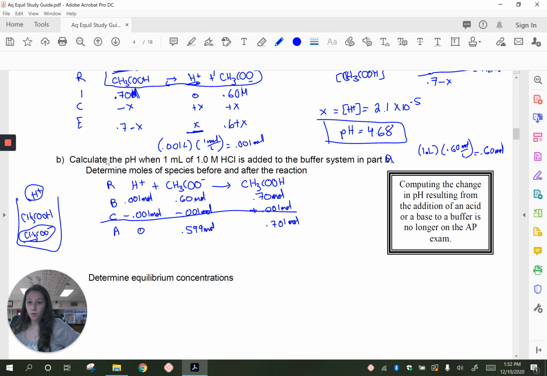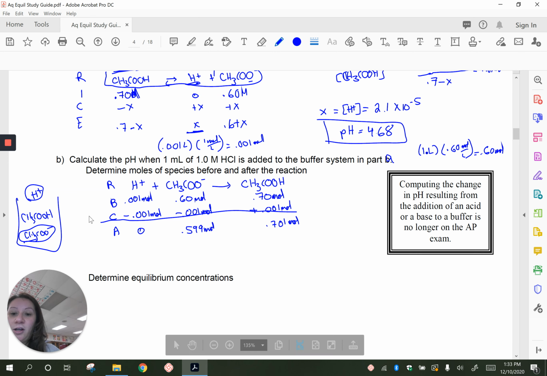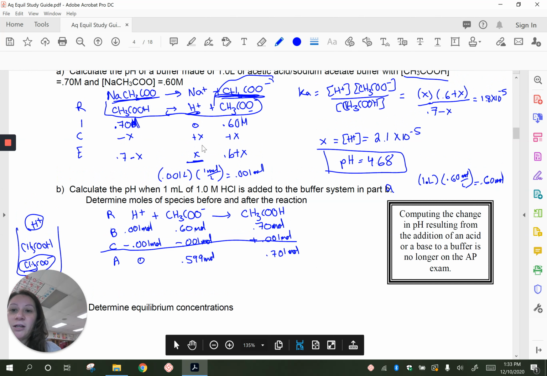So once you've done your Rebecca chart or your BCA table to figure out the moles of what you have after the reaction, then we look at what we're left with and we try to figure out the pH of that. So what are we left with? We're still left with the buffer, acetic acid, which is the weak acid, and its conjugate. So to do it, we are going to do an ice chart for the dissociation of the weak acid, just like we did here. We're just going to use the new molarities.